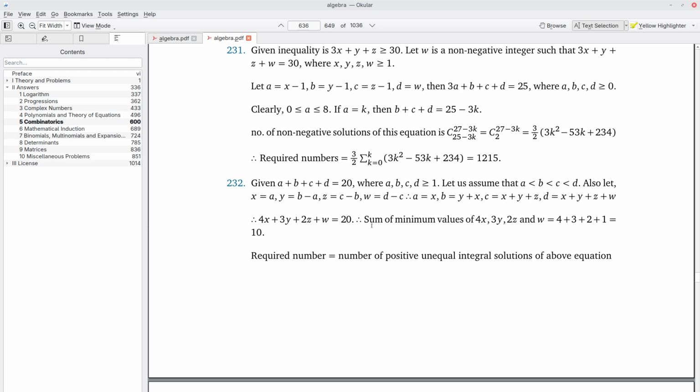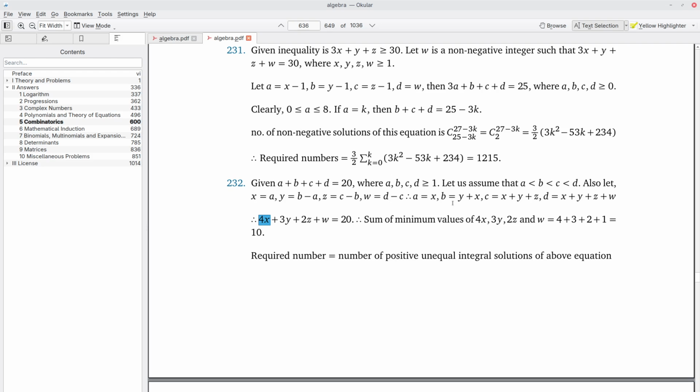And from this, we can say that the sum of minimum values of 4x + 3y + 2z + w will be 4 + 3 + 2 + 1, which will be equal to 10. All right, so how did we arrive at this? If you put minimum values of x, then x is a, and a is greater than or equal to 1. So x would be minimum 1.